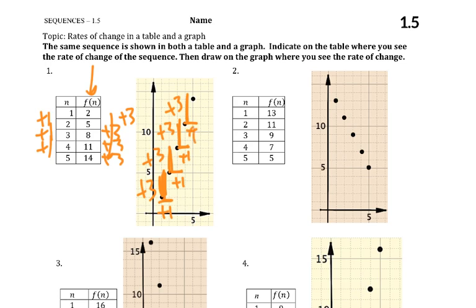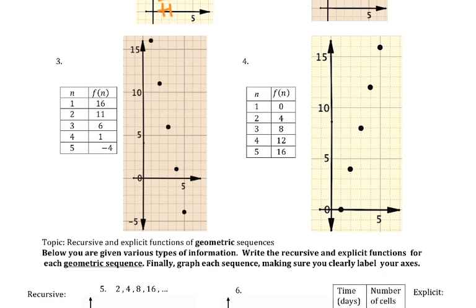Number 2, we've got 13, 11, 9, 7, 5. Hopefully we can see we're subtracting 2 each time. Where do we see it? We're going down 2 each time. Number 3, 16, 11, 6, 1, negative 4. We're subtracting 5. We can see it here on the f of n values. We can see it as these points each go down by 5.